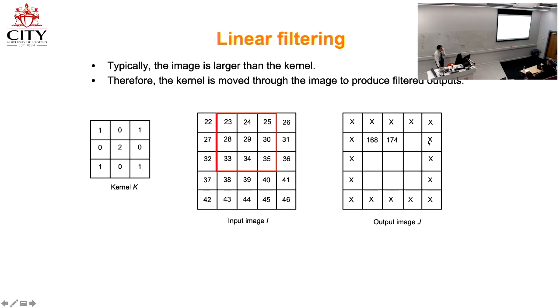And the rest, this one. Again, shift this red box once. It's 1 times 24 plus 0 times 25 plus 1 times 26, and so on. Okay, got it? So this is the way we apply a kernel to an image. We start from a corner, and we keep doing it.